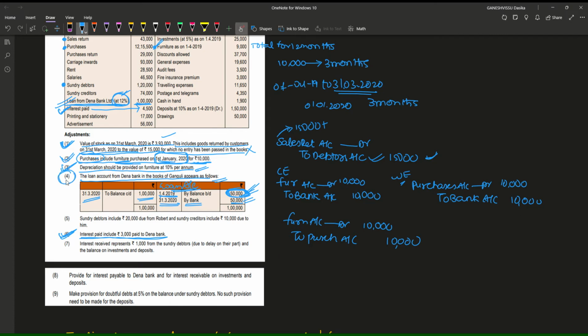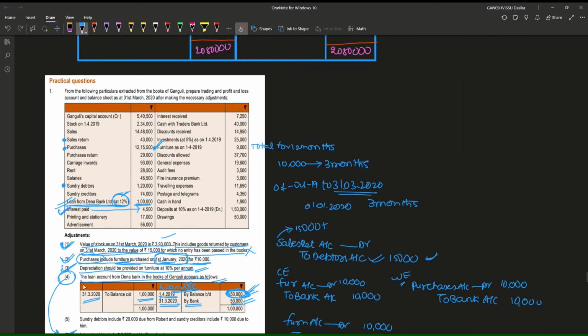This is the information for this adjustment number 6 and also adjustment number 8, right? Adjustment number 8 is nothing. There is nothing to be done there. Adjustment number 8 is just for sake. No need to see that one. See, provide for interest payable to Dena Bank and for interest on investments and deposits. There is nothing here, right? Okay, no need of seeing that adjustment. But they have given us that interest to Dena Bank and also for investments and deposits. Then we can understand that there may be some adjustment regarding investments and deposits also, right?